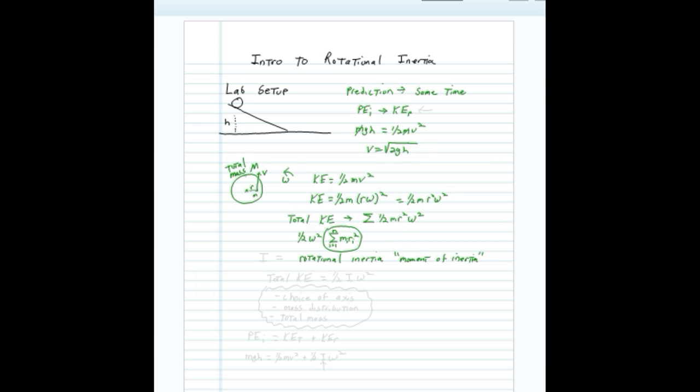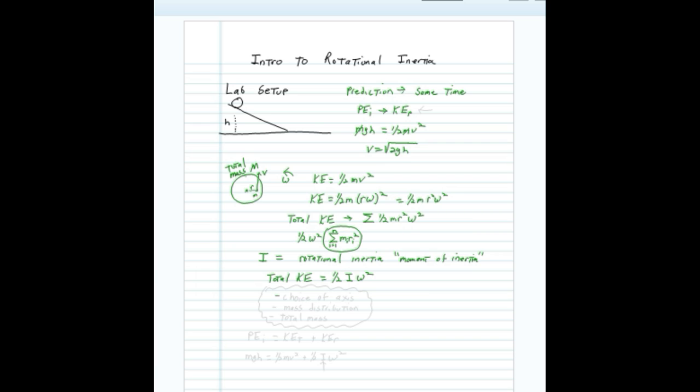And what it is, it's a quantity that describes how difficult it is to change the angular velocity of an object. We're going to talk about its relationship to angular acceleration later on, but that's basically what it does. So the symbol for rotational inertia is capital I. So what we can do is rewrite the total kinetic energy for this rotating object like this: 1/2 I omega squared.